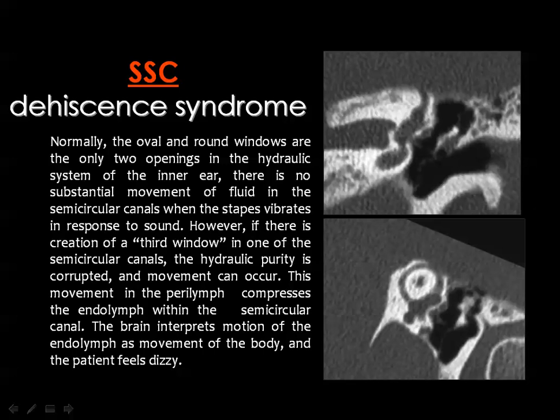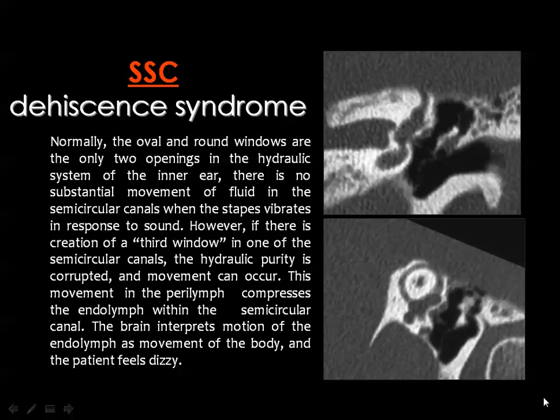That's to say there should not be any sound waves going through the semicircular canals. But if there is dehiscence here, this is considered a third window. You know we have two windows, the oval window and the round window at the end of the cochlea. But if there is a third window created by dehiscence of the superior semicircular canal, this will allow sound waves to be transmitted through the semicircular canals.